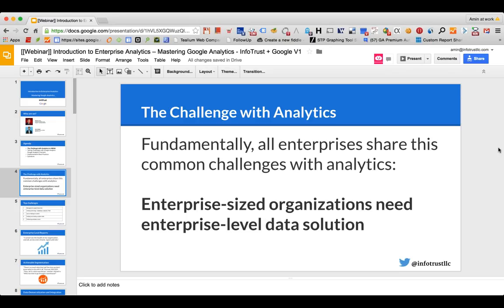Enterprise-sized organizations need enterprise-level data solutions. The question we want to address today with this webinar is, what does enterprise mean to you when we talk about analytics? How can a modern analytics solution address the enterprise-level needs and requirements that your organization might have? And note here, enterprise needs are sophisticated. The right analytics solution has to scale for not just a few people, but throughout the whole company.